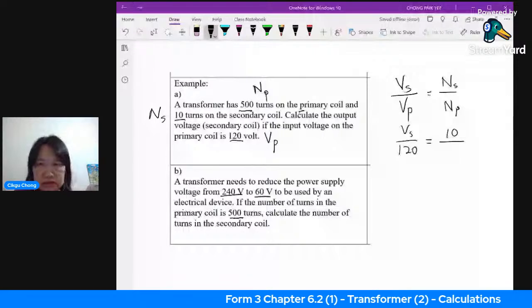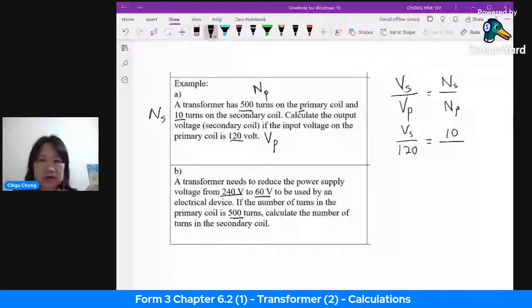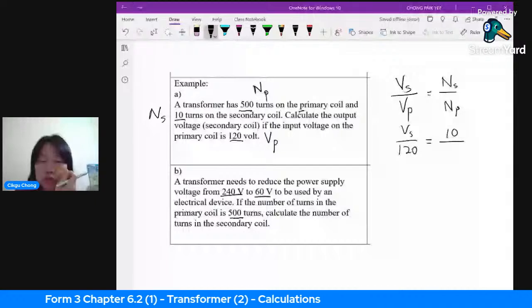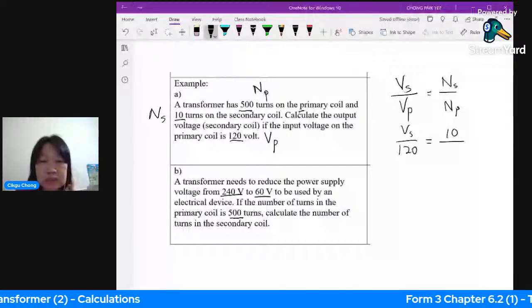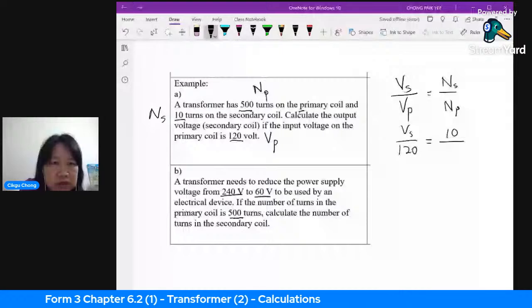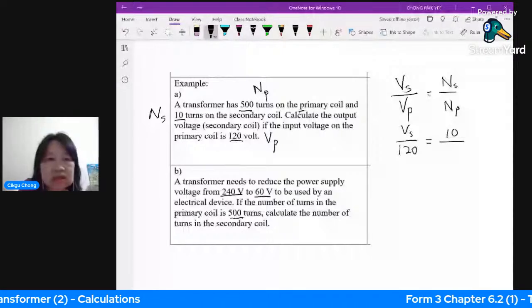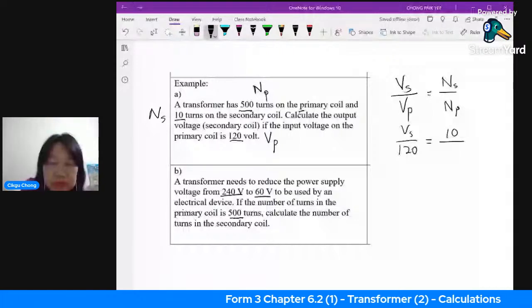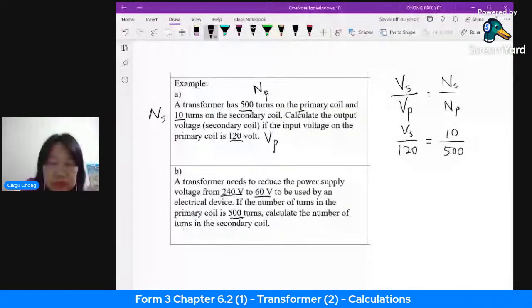Let's double check. Sometimes you can be careless, so just double check your values. The transformer has 500 turns on the primary, so primary turns is NP. 10 turns on the secondary, NS. Calculate the output. Output is Vs, and input voltage is Vp. If I put it correctly: Vp 120, NS 10, and NP 500.